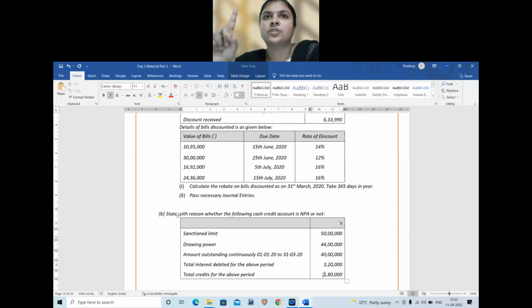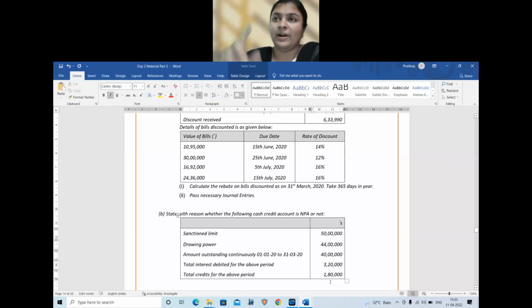Now, first rule: is it overdue for 3 months? Yes. Is the amount of interest received covering the overdue? 1,80,000 is only received, against 3,20,000 interest. Is it covering the overdue? No. So point number one, the amount is overdue for 3 months. Second, the amount of interest received is not sufficient to cover the overdue. Therefore, the account will be treated as an NPA.